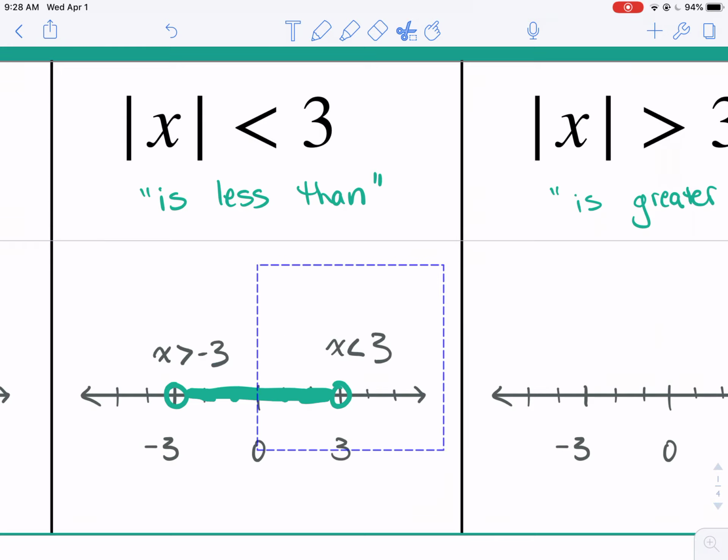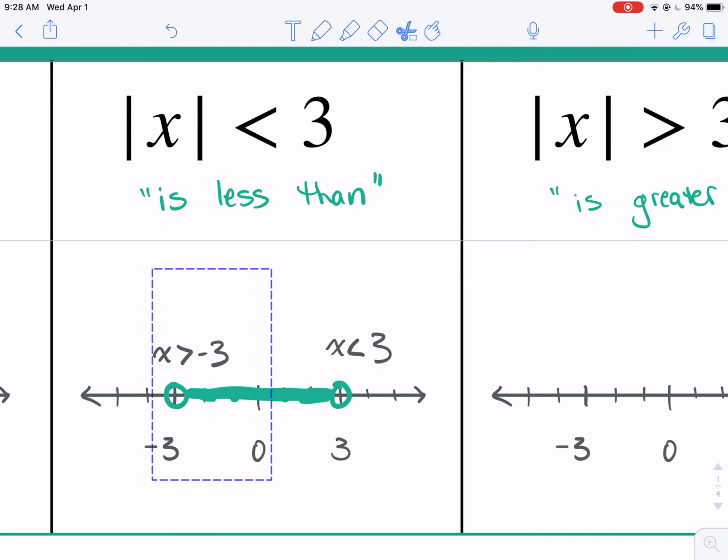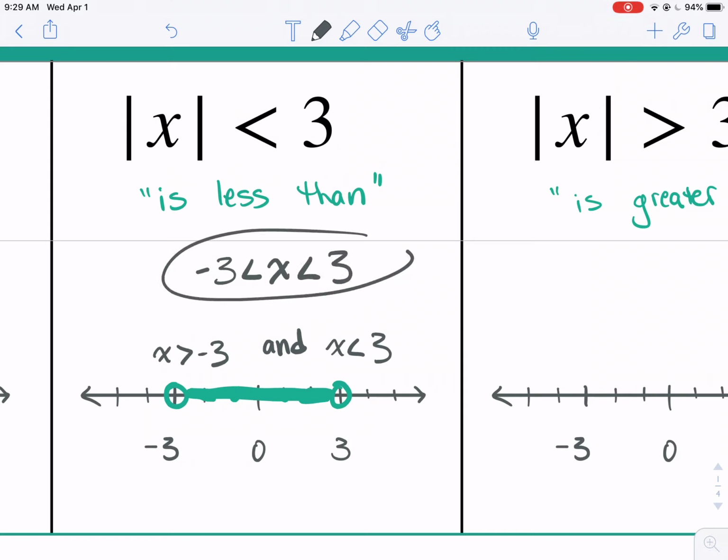If we look at all of our positive numbers, any positive number that's less than 3 is closer to 0 than 3 is. And if we look at our negative numbers, any negative number that's greater than -3 is going to be closer to 0 than -3 is. So we can write this as an and: x is greater than -3 and x is less than 3. If you like to put them together like I do, that's -3 is less than x is less than 3. This also works.